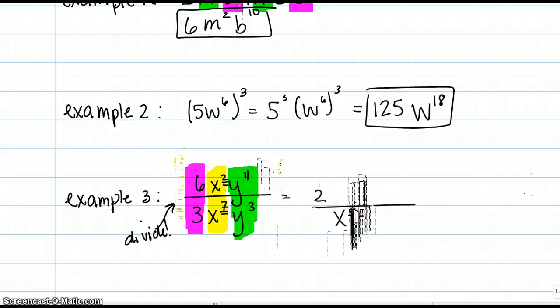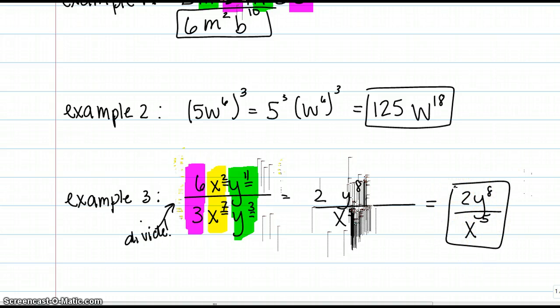So then I have my y's. I have y to the 11th over y to the 3rd. Well, which number is bigger? 11. So y is going to stay in the numerator, and 11 minus 3 is 8. So I'm going to write this just a little neater. So I have 2y to the 8th over x to the 5th. And that's my simplified answer.